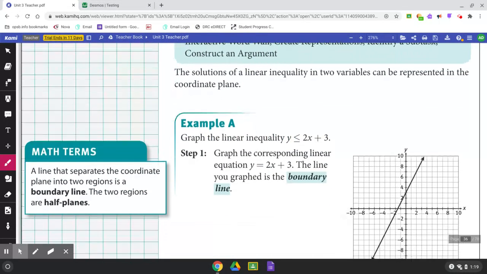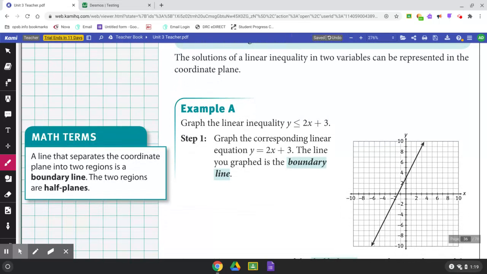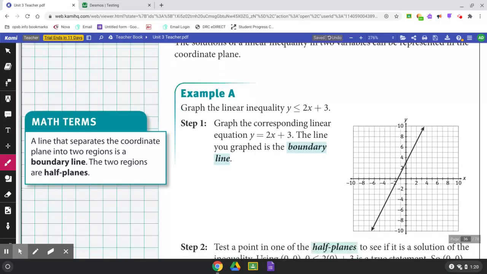So the solutions of a linear inequality in two variables can be represented in the coordinate plane. We discussed yesterday how points that lie in the shaded region are solutions. And at the end of that video, I mentioned that they could also lie on a solid line. So today, we are going to discuss those solid lines versus dotted or dashed lines.